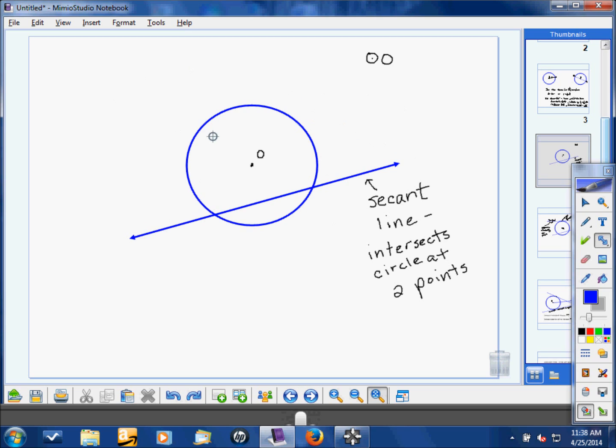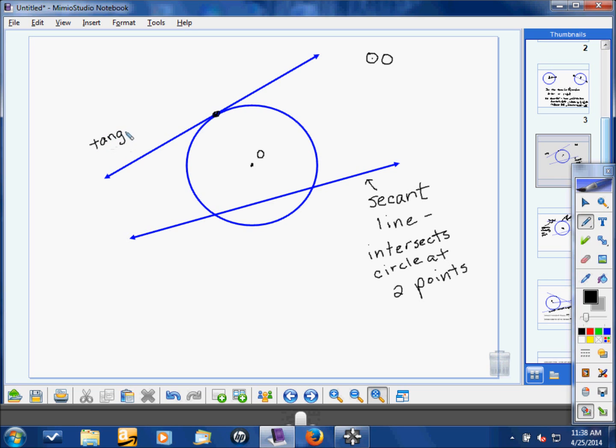What else could happen? Could it intersect at 1 point? You could have another one that intersects only at 1 point. And if it intersects only at 1 point, it has another special name. Now, the word is the same as a word we used for something else, so that's what makes it slightly confusing. But it doesn't have to be very confusing. This line is called a tangent line.